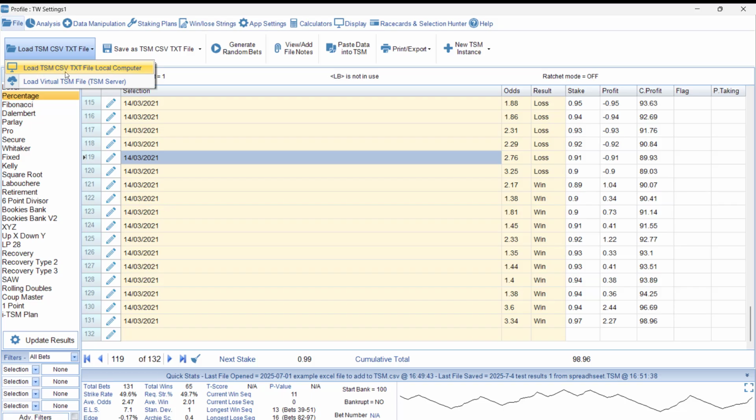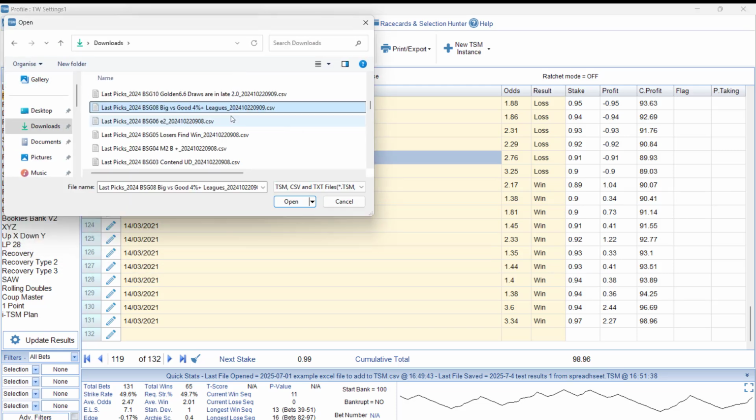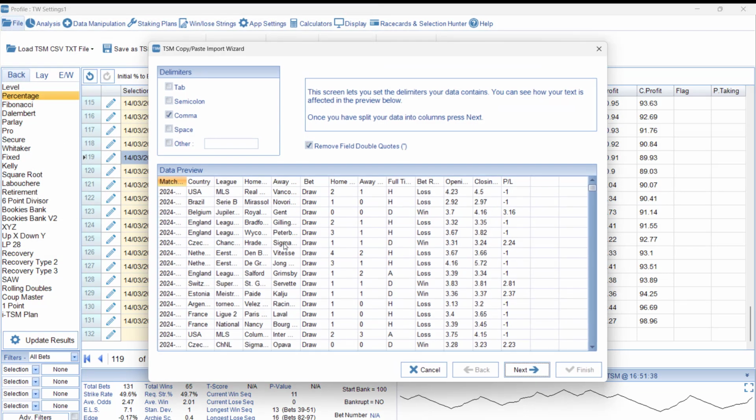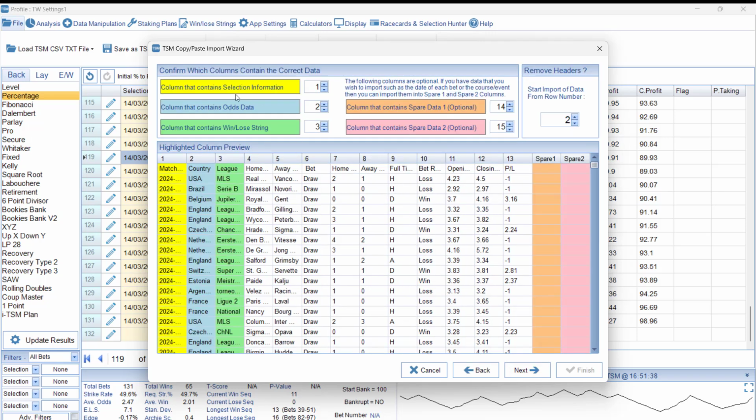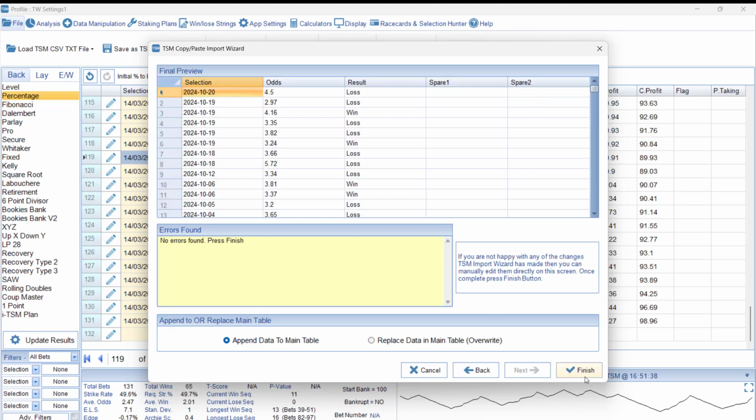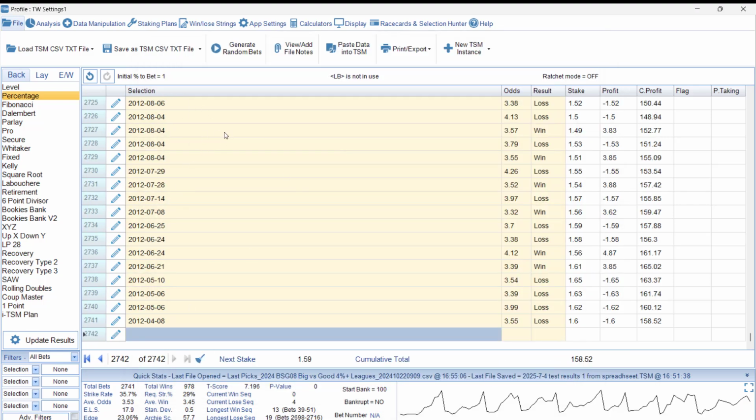In TSM again, I go to load a CSV file, and I find a file I've downloaded from Betaminic, click to open it, and we can see the same columns coming up here, click next. So again, it wants the selection information, I'm going to use the date, it wants odds data, so here the odds data are in column 12, so just type column 12, those are the closing odds from Pinnacle, and we need a win-lose string, that's in column 10. There we are. Just click next and click finish, and there we are, the odds data is there.